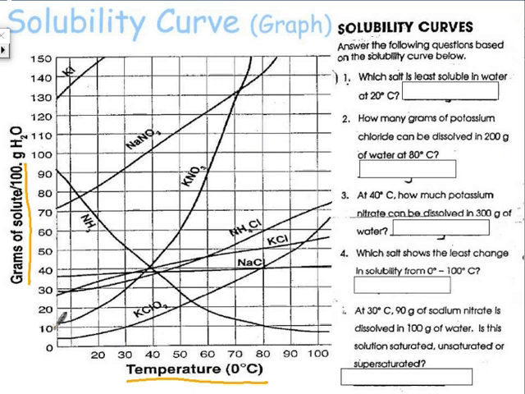So 0 grams, 10, 20, 30, 40. As this goes up, you're seeing that it's increasing the solubility. It's allowing more to dissolve. So when you're trying to figure out what's going on with these, just take it one line at a time.